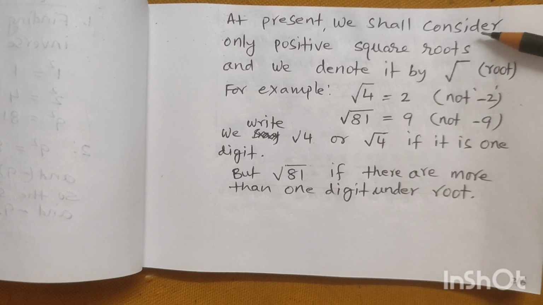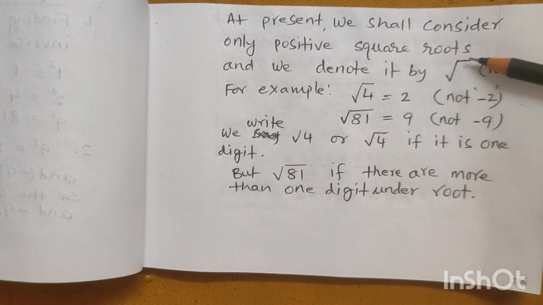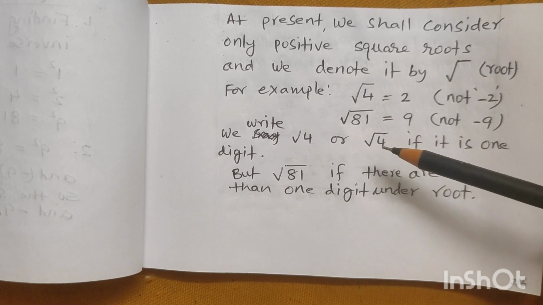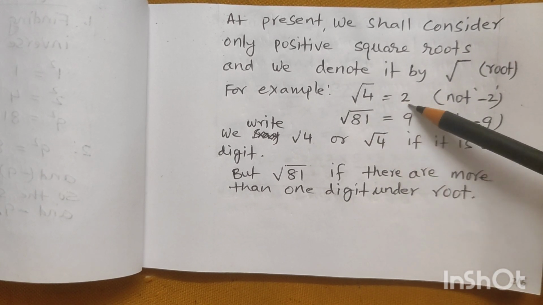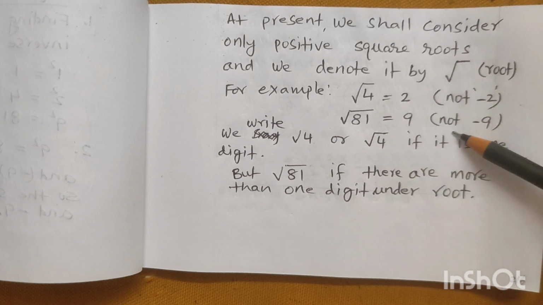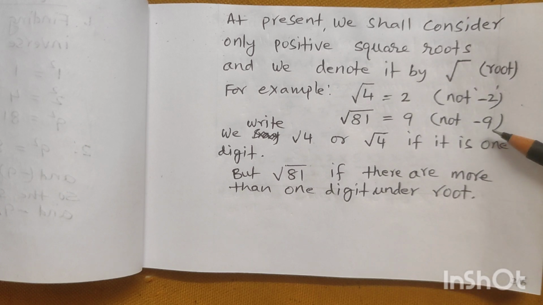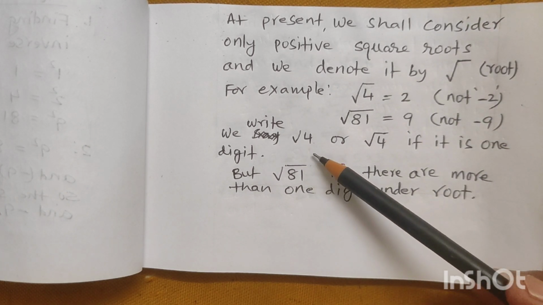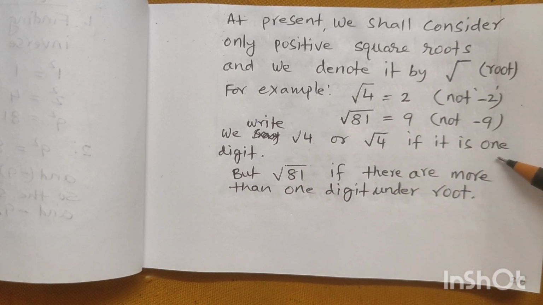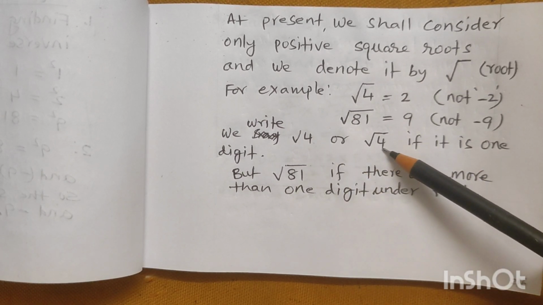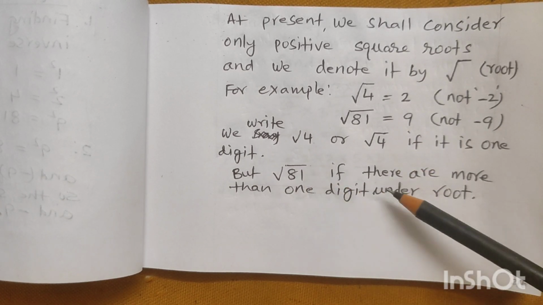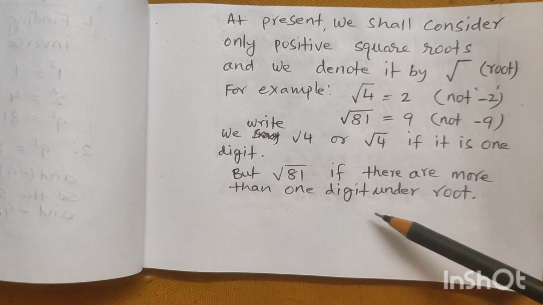At present we shall only take positive square roots and we denote it by root, under root. For example, root 4 equals 2, not minus 2. Root 81 equals 9, not minus 9. We write root 4 like this if it is only one digit. Here 4 is only one digit under the root. But we write root 81 like this if there are more than one digit under the root.